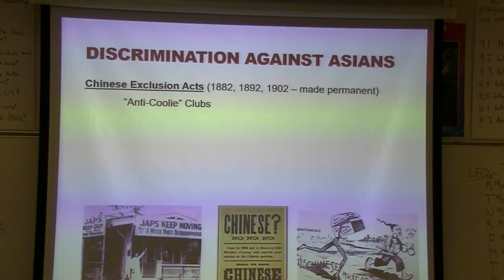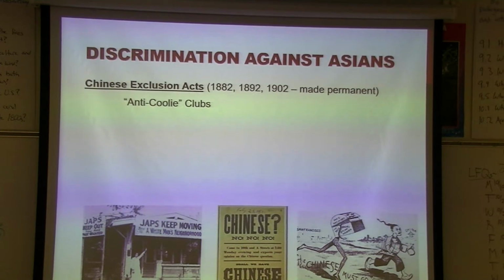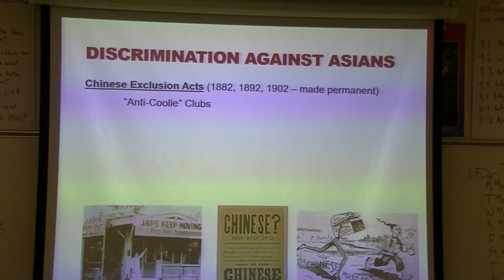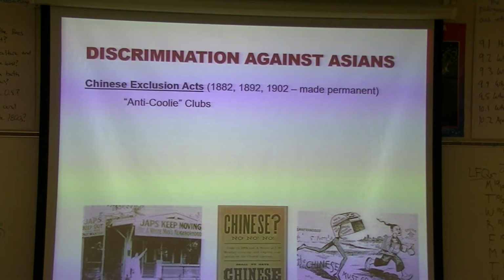All right, you notice that one standard earlier, 3.7, where we distinguish the difference between what Asian immigrants had and those that were from Europe. Both groups had discrimination, but for those from Asia, it was even more direct. You see their anti-coolie clubs. Those were anti-Chinese clubs.